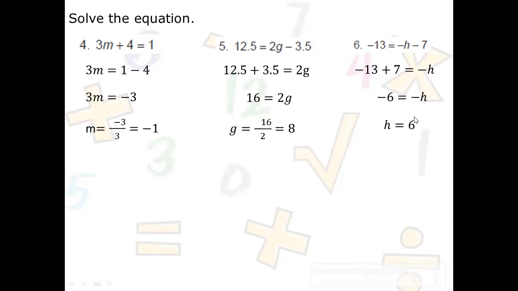So your answer is going to be 6 equals h, or h equals 6. So this is the short way. Rather than dividing by -1 and doing all these things, simply if both sides of the equation have negative signs, you can cancel them. So that will leave you with 6 equals h, which is the answer for question number 6.